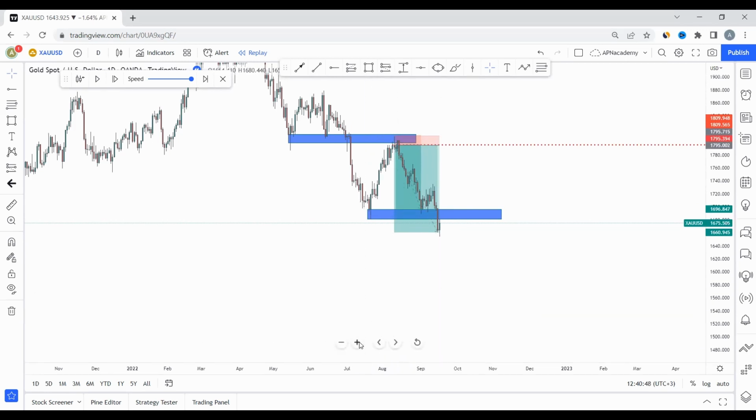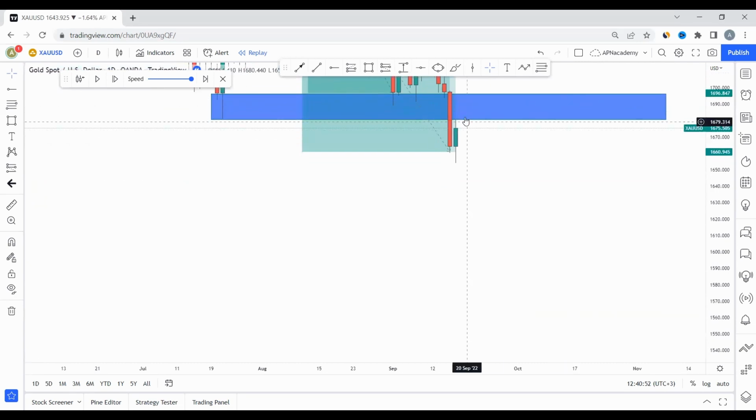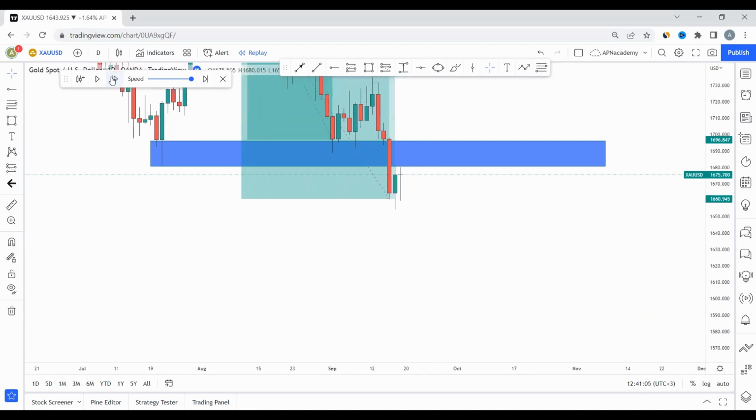It has broken below, right? It has again broken below one of our key areas. Now it's again retesting this area here, right? So on this retest here, we can again take a new trade if you want, right? But we're not interested. Let's just see what the market does after retesting this area.